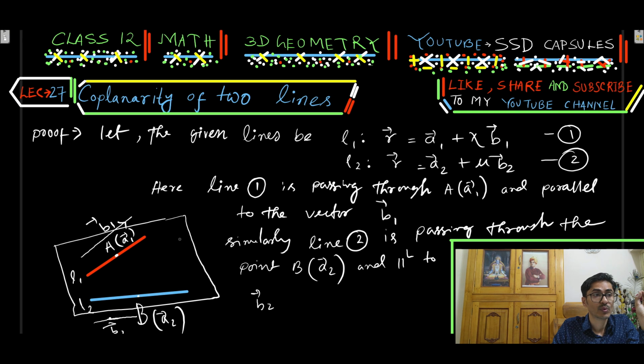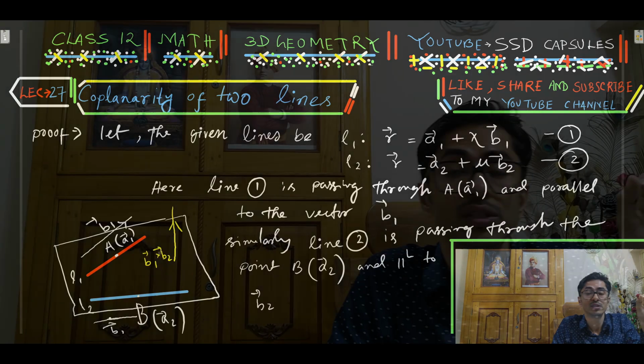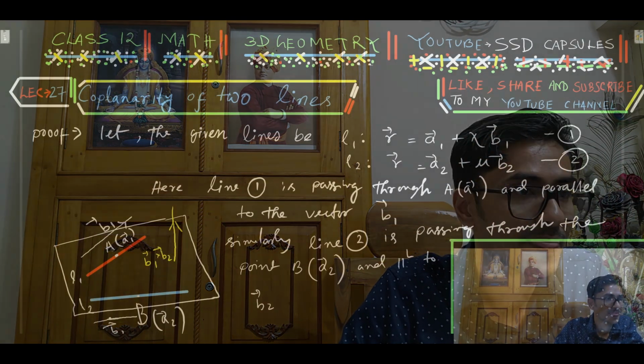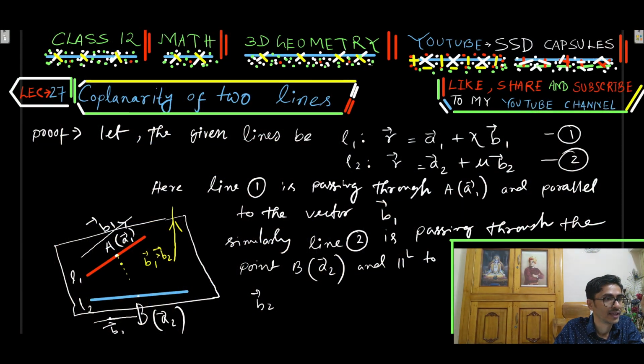Now if we take the cross product, then this yellow line will be the direction of B1 vector cross B2 vector, which must be perpendicular to the given plane. Now we are going to join the points A and B by yellow dots. Now we will go to the next page.